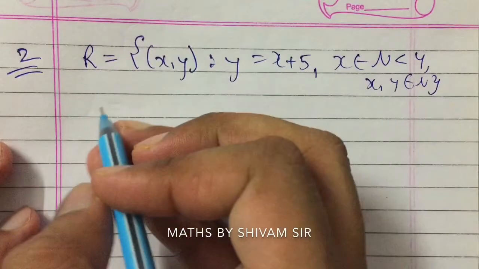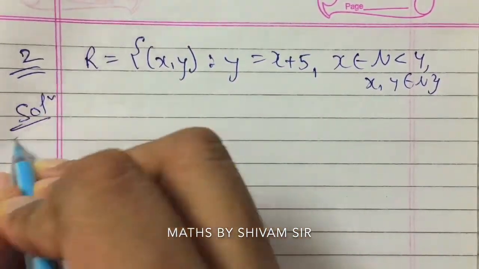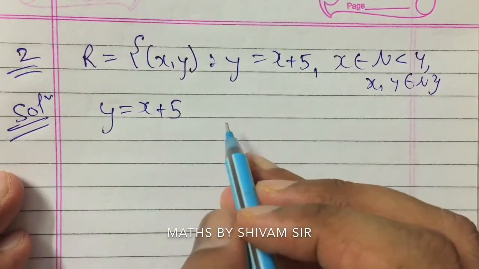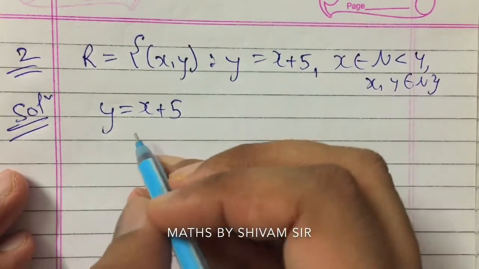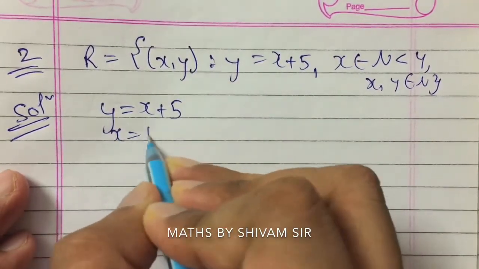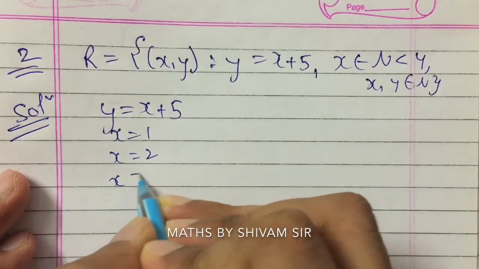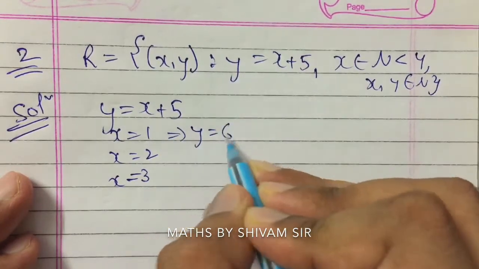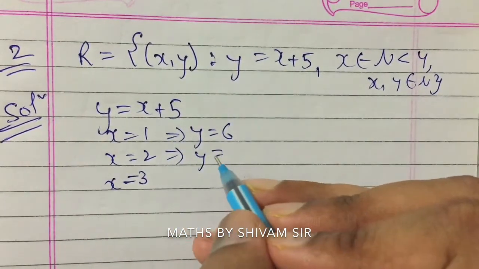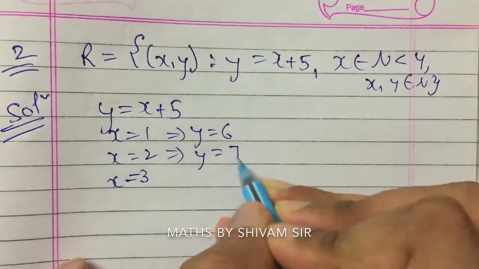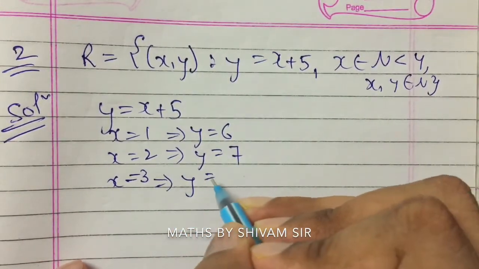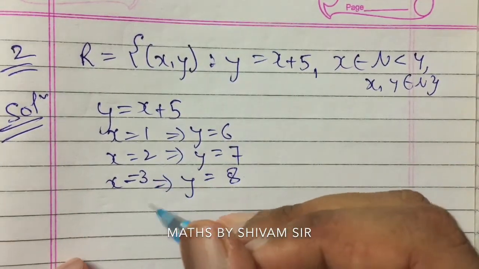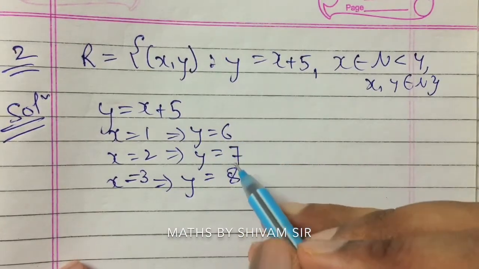So domain, okay, first the relation. According to this we have y is equal to x plus 5, right? So x values can be, x is a natural number less than 4, right? So x can be 1, x can be 2, x can be 3, right? So if x is 1, this implies y will be 1 plus 5, 6; y will be 5 plus 2, 7; y will be 5 plus 3, 8, right? So x values are 1, 2, 3 and y values are 6, 7, 8.